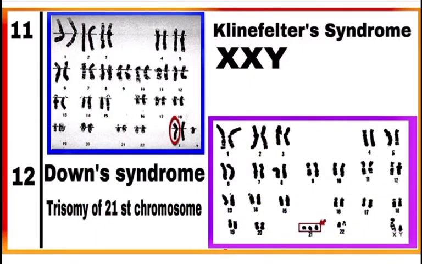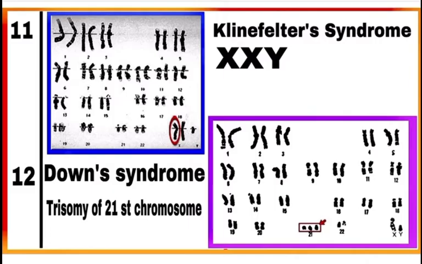This is 11th diagram. Here, karyogram of a person is given and you have to tell the disorder the person is suffering from. This person is suffering from Klinefelter syndrome with XXY condition. Here, instead of 46 chromosomes, 47 chromosomes are present with one extra X chromosome.